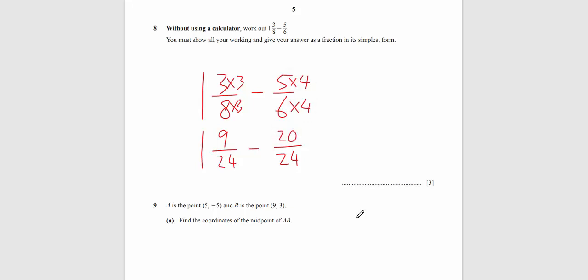Now, 9 cannot minus with 20, okay? So if they cannot be subtracted, you have to borrow from this number 1. If you borrow from 1, then the 1 is subtracted by 1, so the 1 is gone, and the 9 you add by 24. Then you have 33 over 24 minus 20 over 24. Then you get 13 over 24.